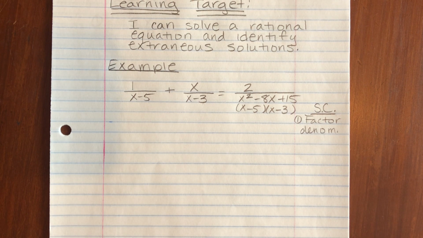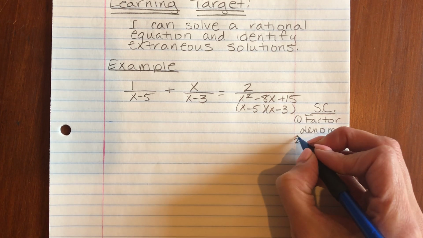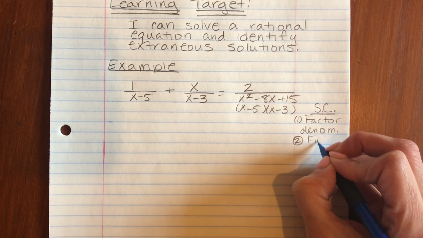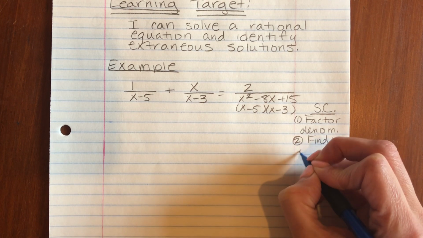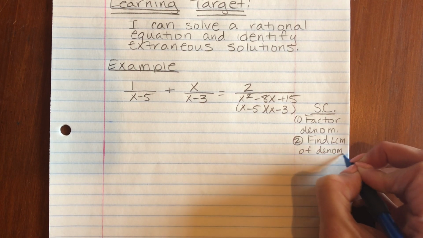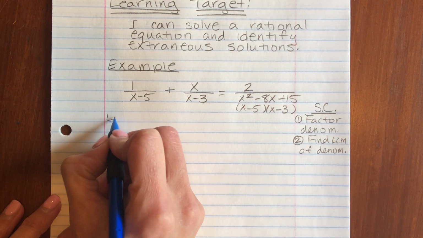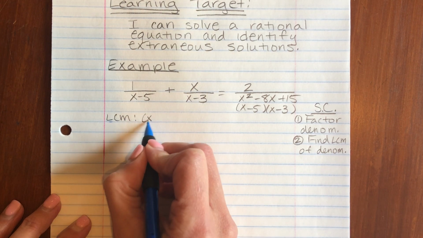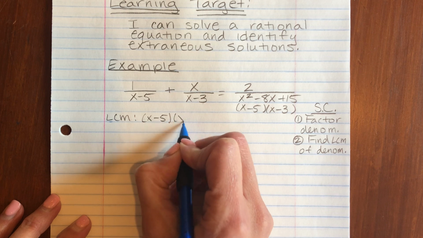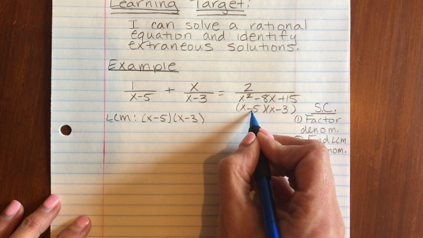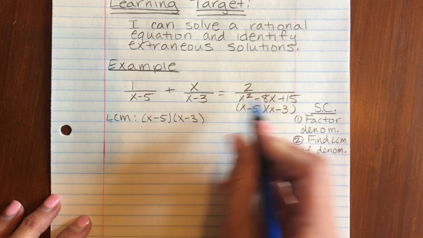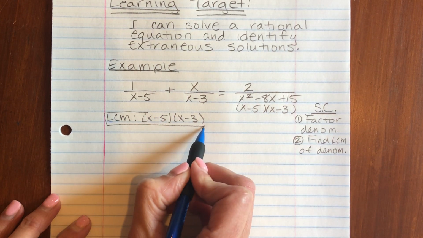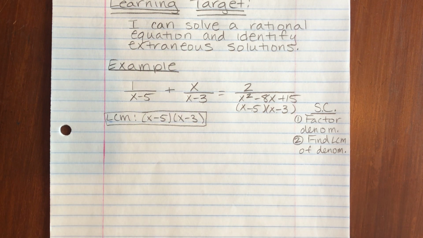Denominators are factored. Step 2, we're going to use those factored denominators and find the LCM of them. So step 2, find LCM of the denominators. Okay? So it's x minus 5 times x minus 3 times, oh, we already have that one, and we already have that one. These are repeats. So this is our LCM. Okay. Step 2 is done.